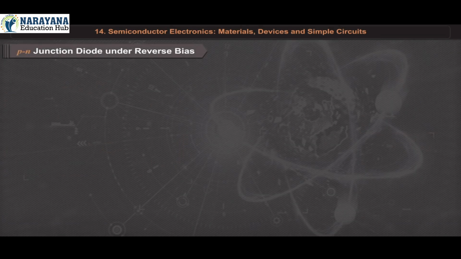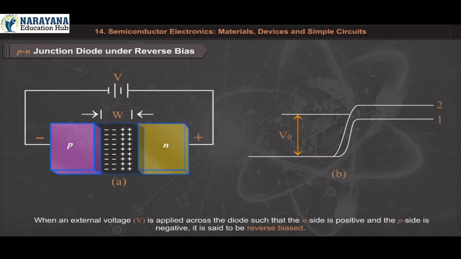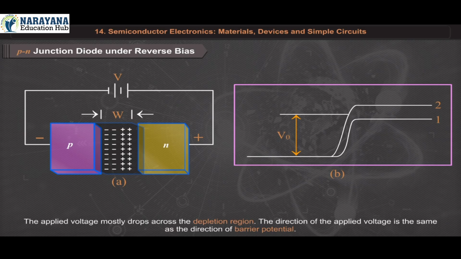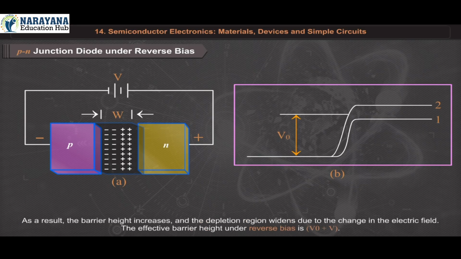PN junction diode under reverse bias. When an external voltage V is applied across the diode such that the N side is positive and the P side is negative, it is said to be reverse biased. The applied voltage mostly drops across the depletion region. The direction of the applied voltage is the same as the direction of the barrier potential. As a result, the barrier height increases and the depletion region widens due to the change in the electric field.